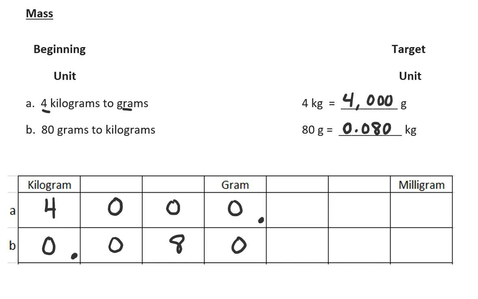Either answer is correct. So you can see how that knowledge of the powers of 10 on the place value chart can help with measurement conversion.